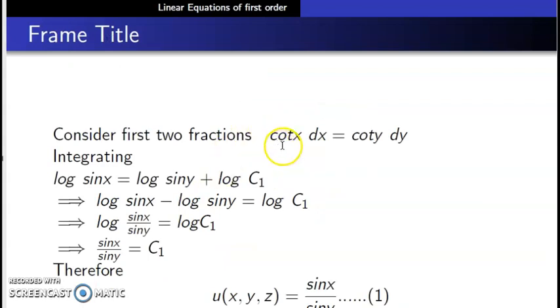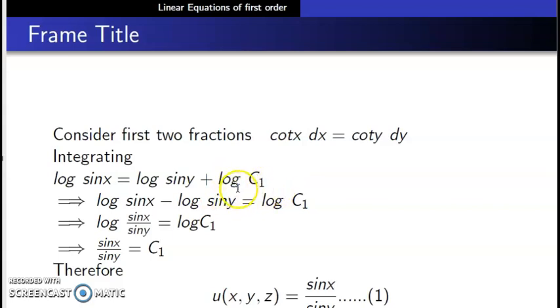So considering the first two ratios, we get cot x dx is equal to cot y dy. So this is in variable separated form, all the terms containing x on one side and all the terms containing y on the other side. So here we can apply direct integration. Integrating on both sides, we get integral of cot x dx. What is integral of cot x dx? That is log sin x. So log sin x is equal to integral of cot y dy, integration with respect to y. So you get log sin y plus a constant of integration.